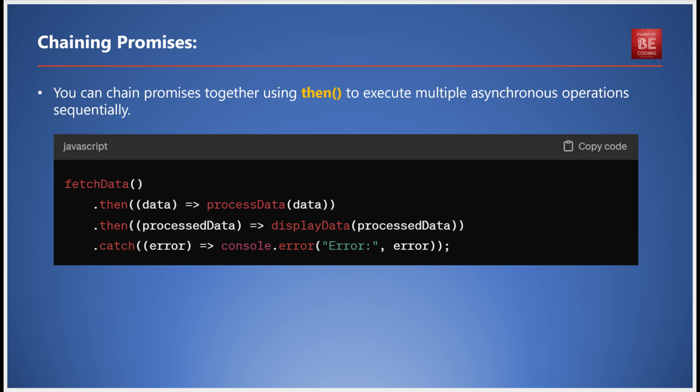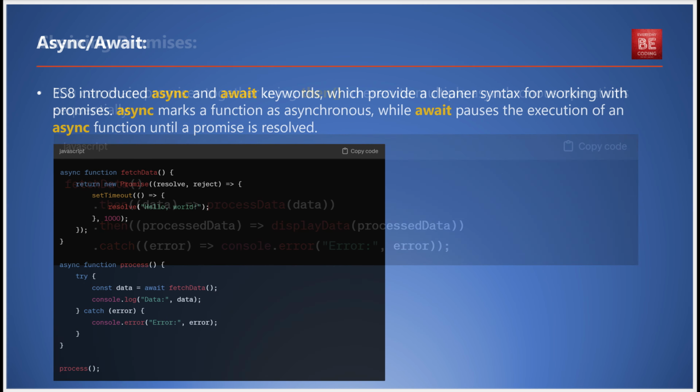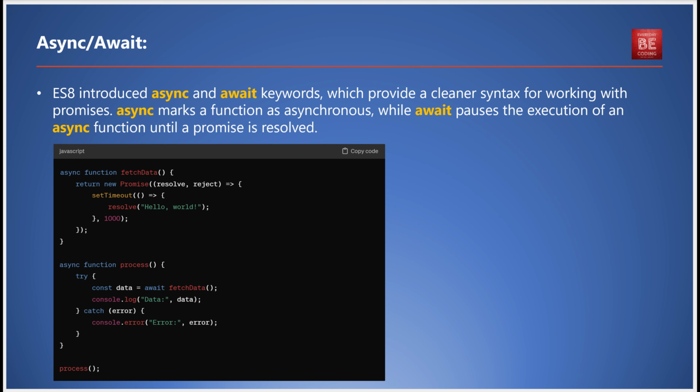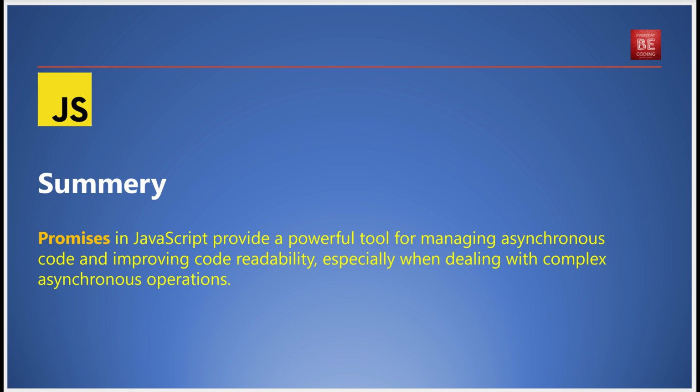Now, if you're looking for a cleaner syntax to work with promises, ES8 introduced the async and await keywords. The async keyword marks a function as asynchronous, while the await keyword pauses the execution of an async function until a promise is resolved.